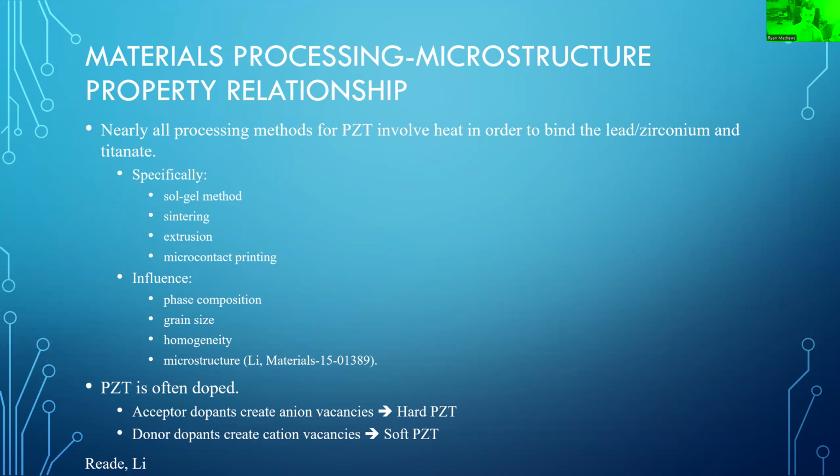Each of these different methods for processing PZT can change things such as the phase composition, the grain size, the homogeneity, and the microstructure. PZT is often doped with other elements. Acceptor dopants create anion vacancies, which leads to a hard PZT, which increases the piezoelectric effect, but decreases the structural rigidity, whereas donor dopants create cation vacancies, which leads to soft PZT, which has the opposite effect.